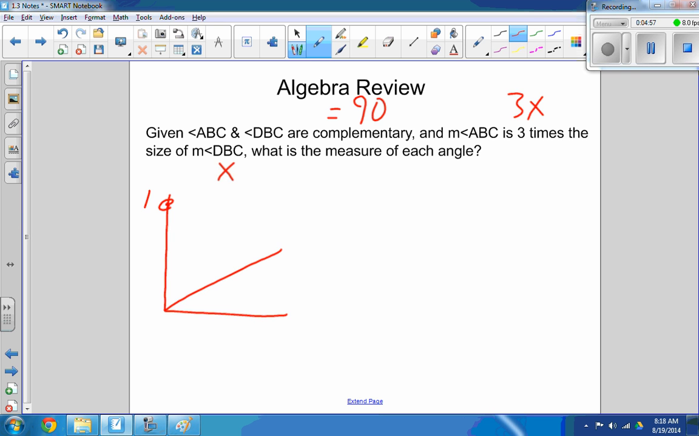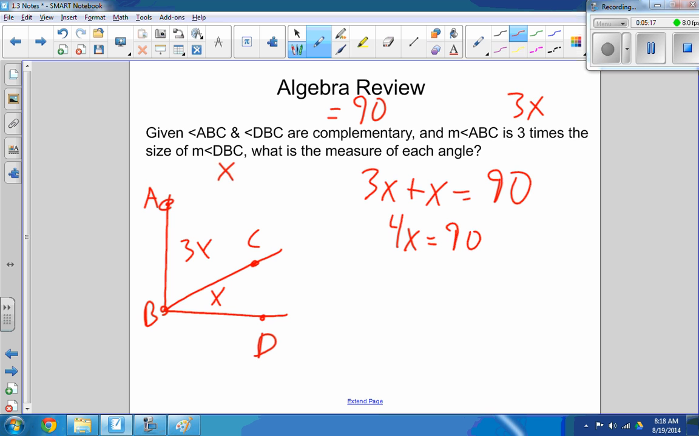So ABC is larger. DBC is a smaller angle. So they add up to 90 degrees because they're complementary. So 3x plus x equals 90. 3x plus x is 4x. Divide by 4. x is 22.5.